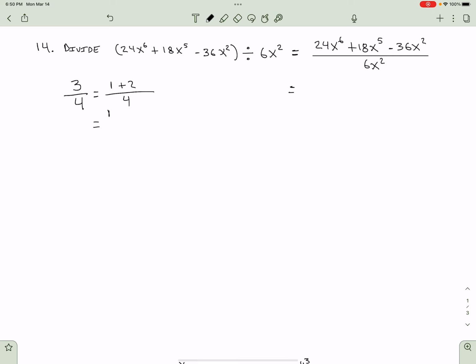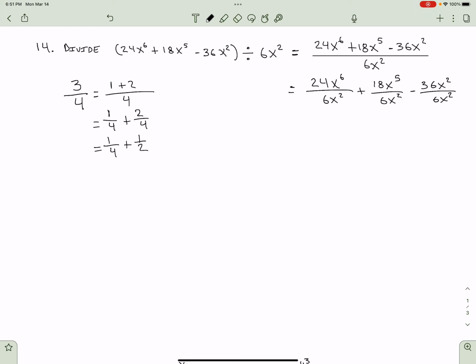And then I split this up. I could say, well, this is like 1/4 plus 2 over 4. Which is like saying 1/4 plus 1/2. This is the opposite of finding a common denominator. Okay? So we're going to do the same thing over here. And we're going to say, well, plus 18x to the 5th over 6x squared, and then minus 36x squared over 6x squared.